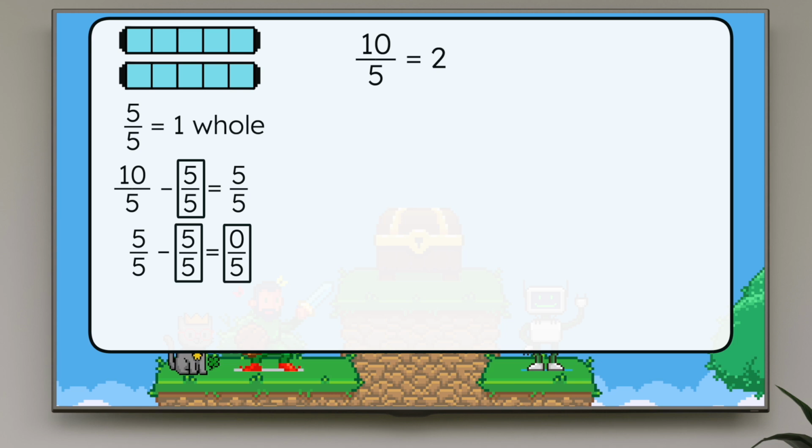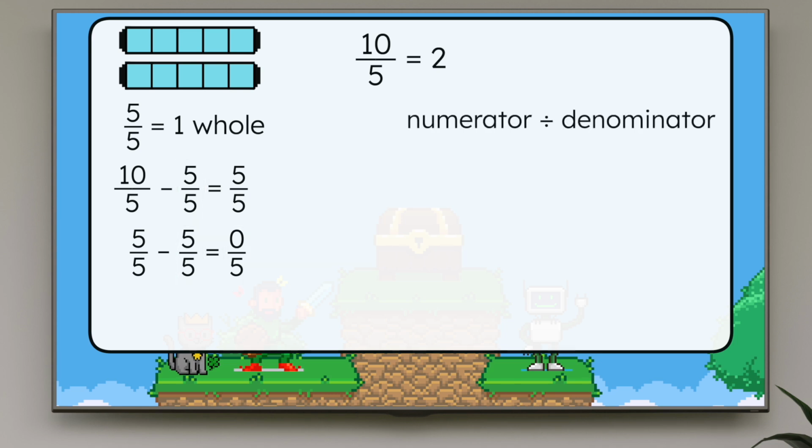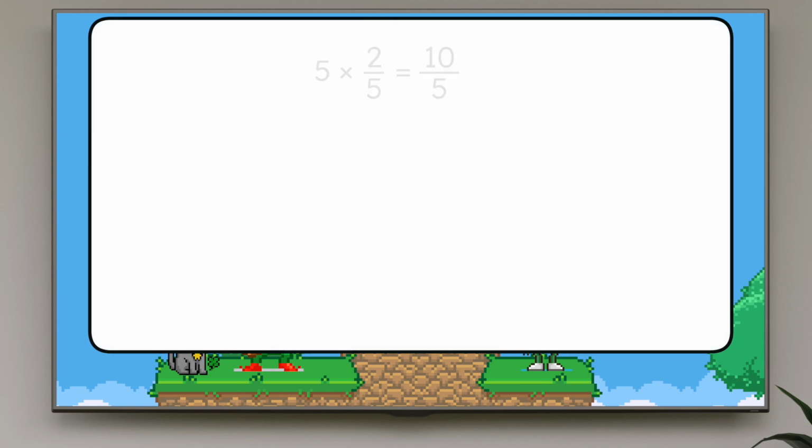Another way to convert improper fractions to mixed numbers is to divide the numerator by the denominator. 10 divided by 5 also equals 2. That means 5 times 2/5 equals the improper fraction 10/5, which can be converted to the whole number 2.